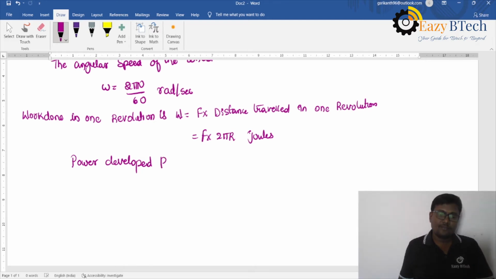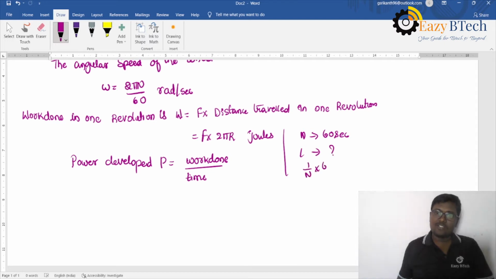The power developed P is equal to work done by time. This time we already derived. N revolutions are made in 60 seconds. For one revolution, how much time? That is 1 by N into 60, which should be equal to 60 divided by N. That is our change in time.